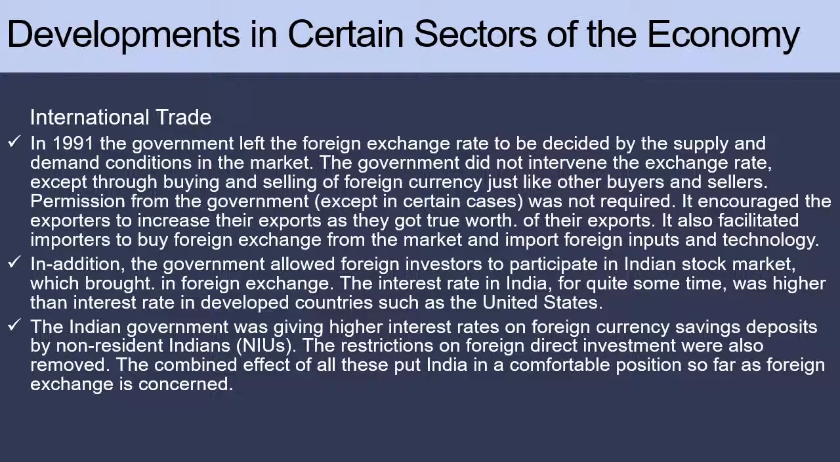International trade. In 1991, the government left the foreign exchange rate to be decided by the supply and demand conditions in the market. The government did not intervene in the exchange rate, except through buying and selling of foreign currency just like other buyers and sellers. Permission from the government, except in certain cases, was not required. It encouraged the exporters to increase their exports as they got the true worth of their exports. It also facilitated importers to buy foreign exchange from the market and import foreign inputs and technology.